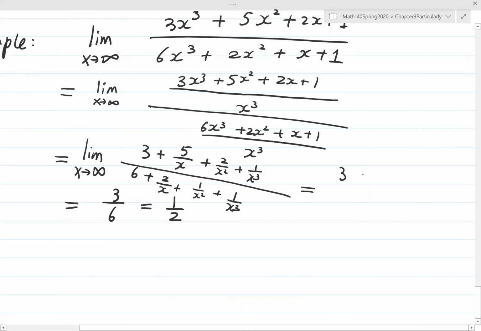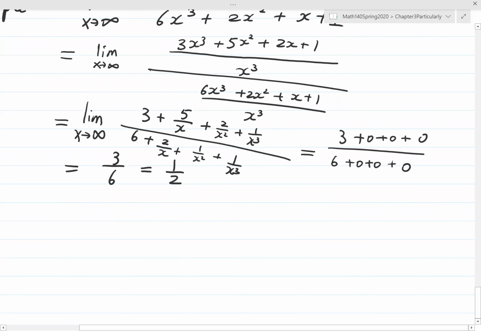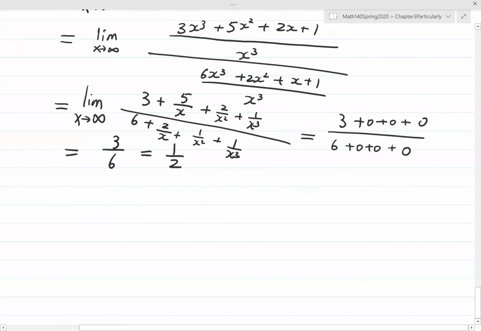So we get 3 plus 0 plus 0 plus 0 over 6 plus 0 plus 0 plus 0. You see, only the leading coefficients remain, so we get the ratio of the leading coefficients. Then we are done. So this is the limit.